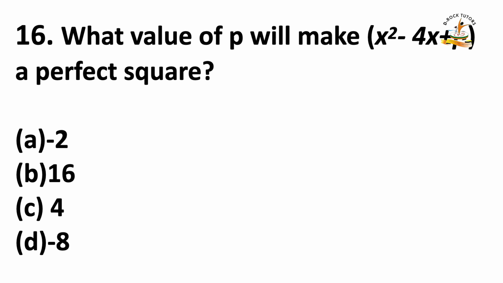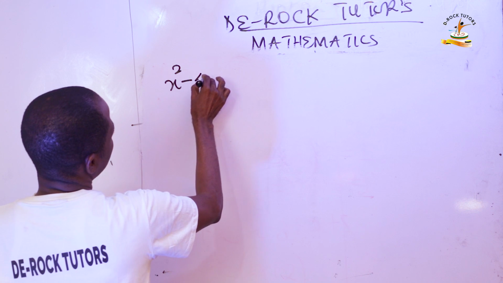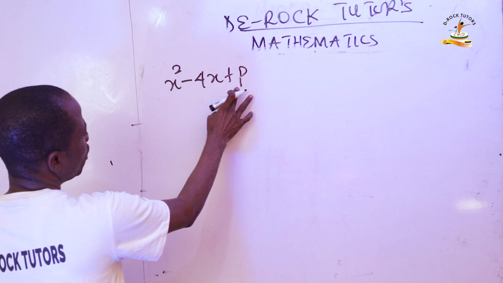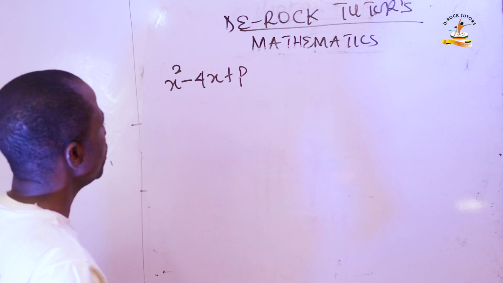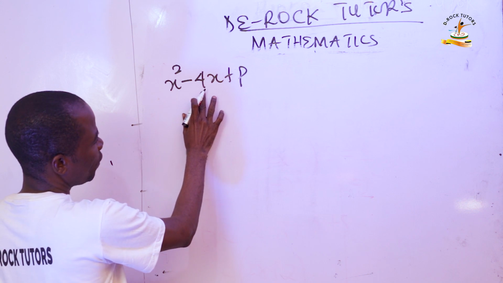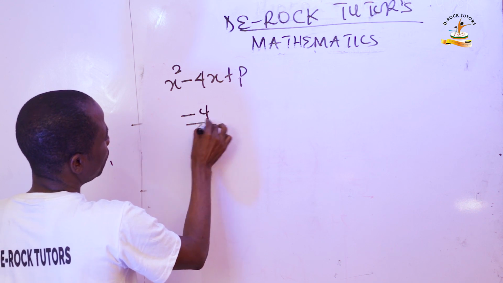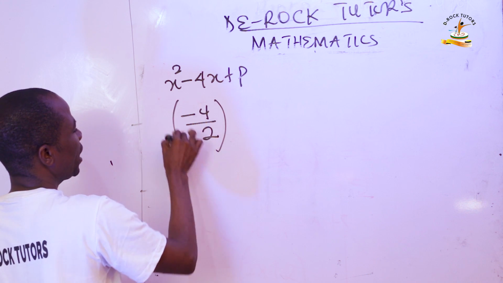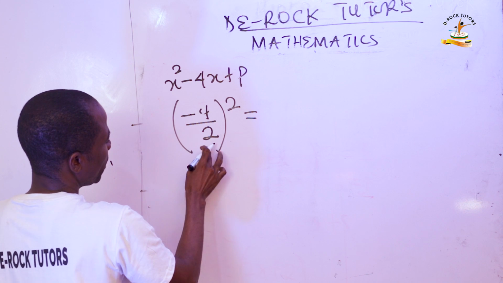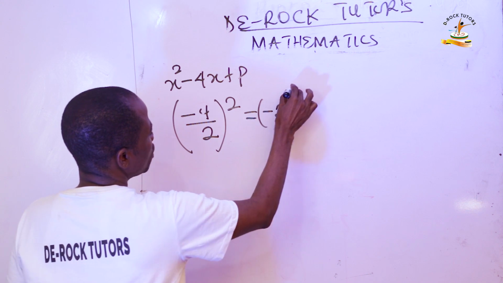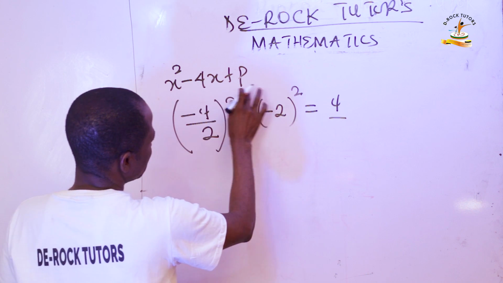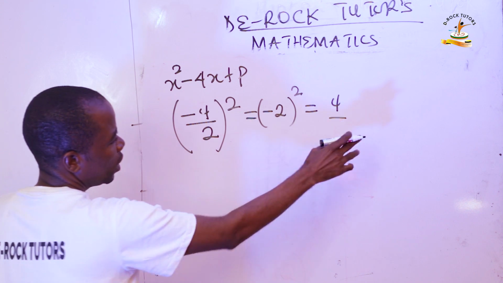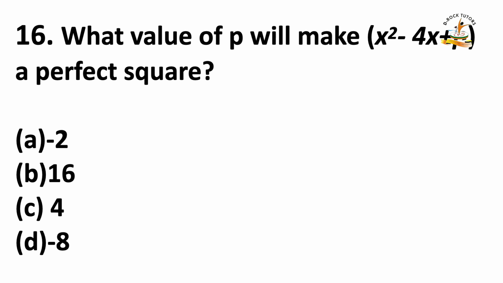Let's go to number 6. This is the expression x squared minus 4x plus P. What value of P will make this expression a perfect square? Whenever we see a question like this, all we need to do is take the coefficient of x, which is minus 4 in this case, divide it by 2, and after doing that, square everything. So minus 4 divided by 2 gives us minus 2. Minus 2 squared gives us positive 4. So the value of P that will make this expression a perfect square is 4. That is option C. Option C is the correct answer.